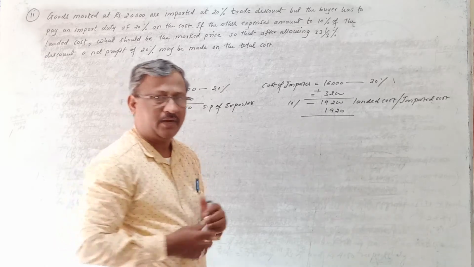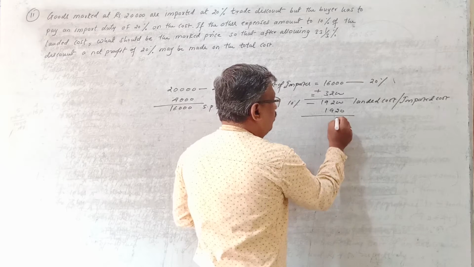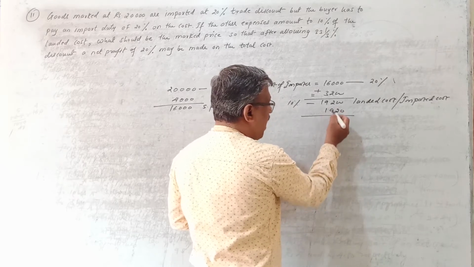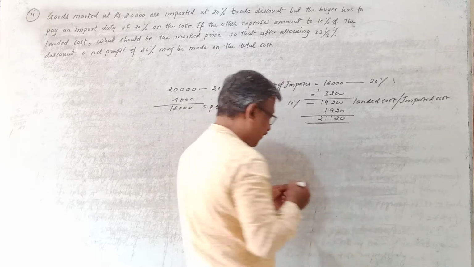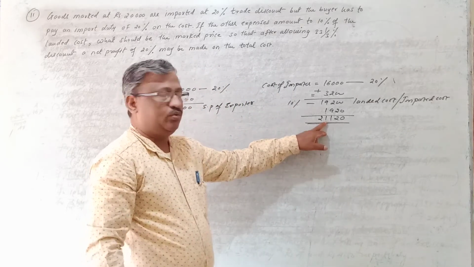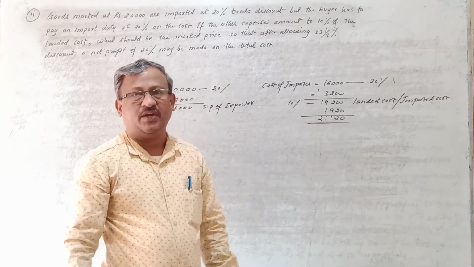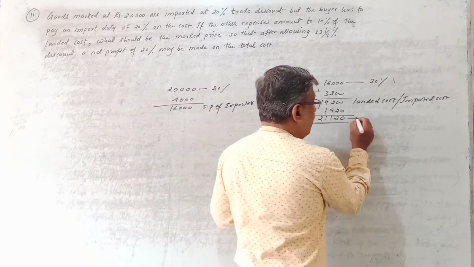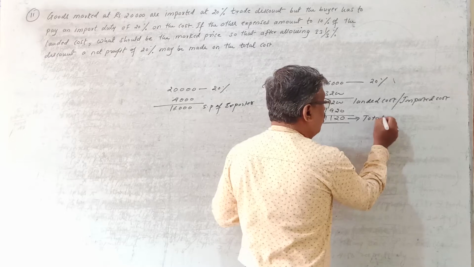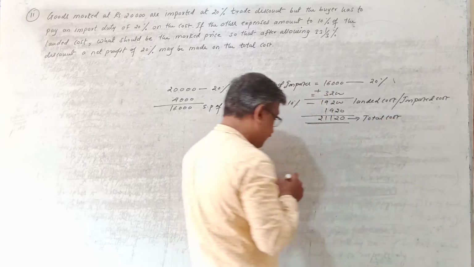So he only has to pay those. The exporter will not pay, right? If you add this, it comes to 21,120 rupees. Means totally those goods cost him 21,120, to the importer. So this is called the total cost, the total cost of the importer.